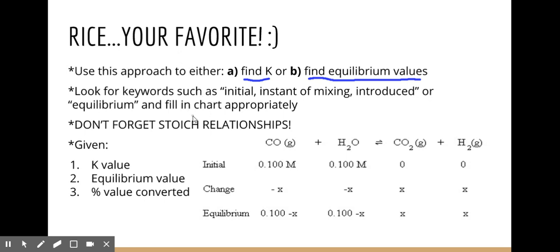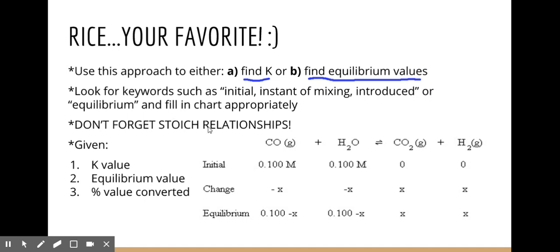Now, if you know how to do this in your head, that's fine. It's just very easy to make mistakes. So that's why I suggest for you guys to do rice charts. Now, when you're working with this, make sure you look for certain keywords. So initial, instant of mixing, introduced, those all go in the I line of your rice chart. Equilibrium values, when it says an equilibrium concentration, a pressure at equilibrium is such and such, those go in your E line. Okay, so make sure you fill in your charts appropriately.